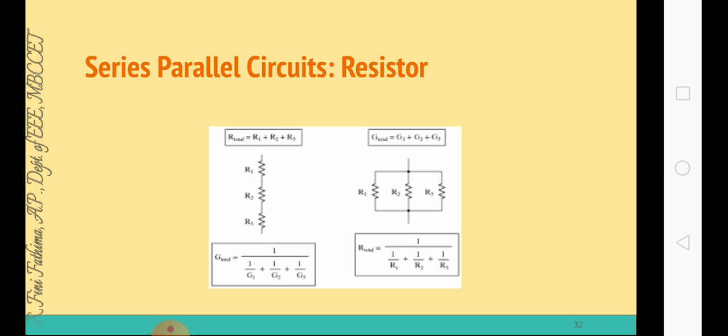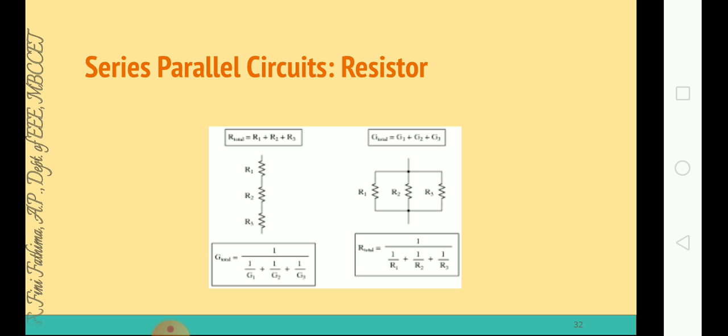While solving parallel circuits, if we find it difficult to work with 1 by R1, then instead of summing 1 by R1 plus 1 by R2 plus 1 by R3, we can just find 1 by R1, 1 by R2, 1 by R3, and so on, and take the sum. So G total is equal to G1 plus G2 plus G3 for a parallel circuit.